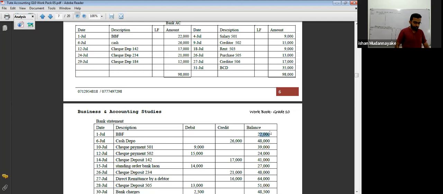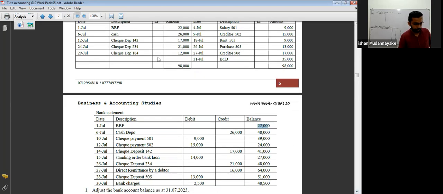Please mark 22,000 in the bank account and 22,000 in the bank statement. Opening balance is okay. Then bank account debit side 26,000. You have deposited 26,000 cash. That 26,000 is available in the bank statement. Please mark. You have debited, the bank has credited, then no issue.